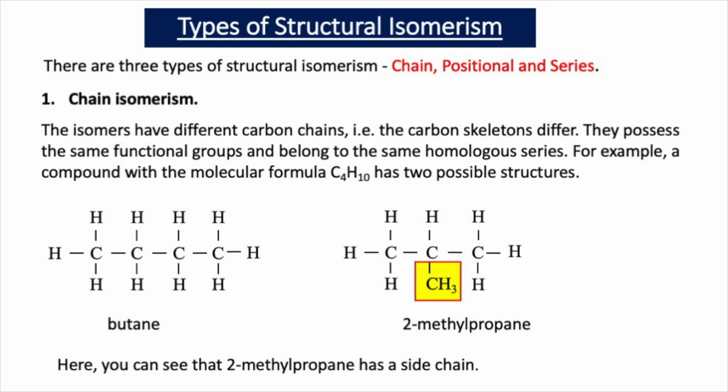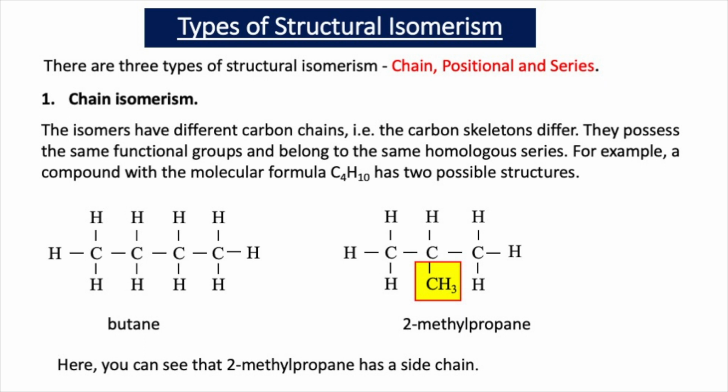2-methylpropane has only 3 carbons in its longest chain, and a CH3 group, a subchain, is attached to carbon 2. And therefore, that's why it's called 2-methylpropane, because the longest chain has 3 carbons in it, and there's a CH3 group attached to the second carbon. A CH3 group is called a methyl group, and that's why it's called 2-methylpropane.